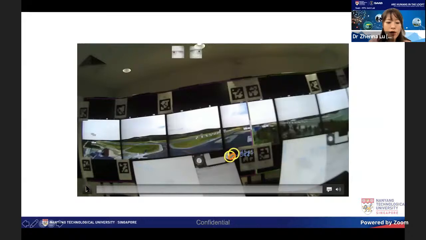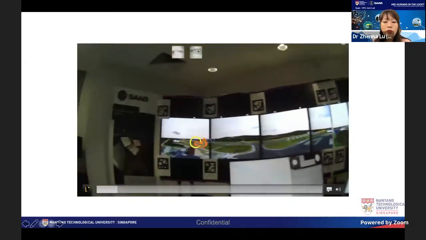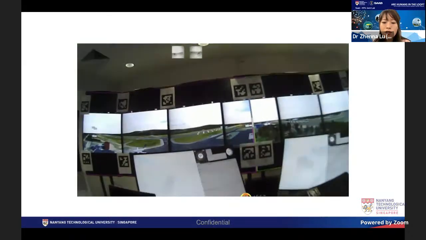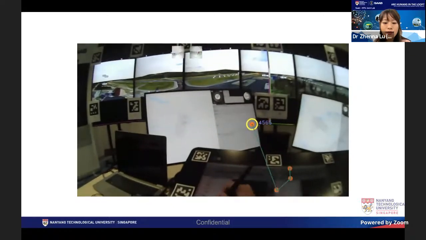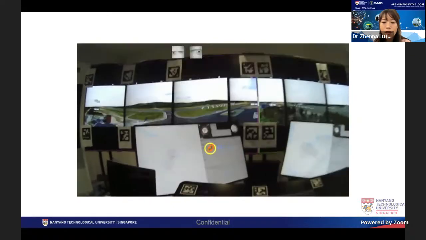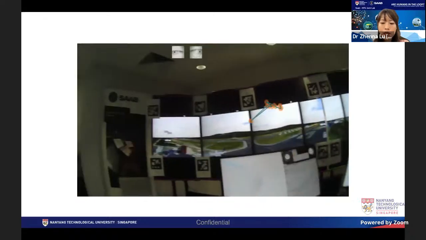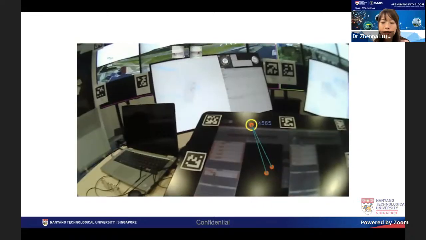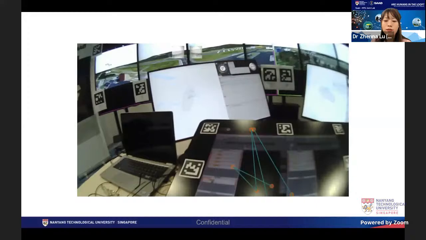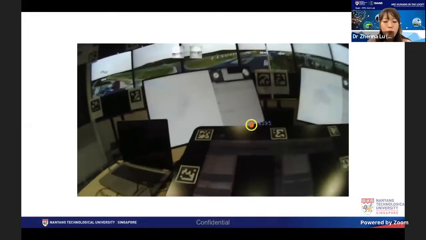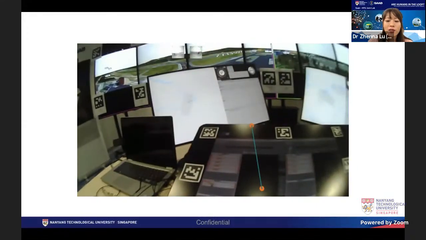I'm going to show a very short video clip of the controller preparing for the task. The number next to the gaze is the fixation count. Even before the aircraft arrived, the controller has been quite busy scanning across the 2 airports and the E-strip.